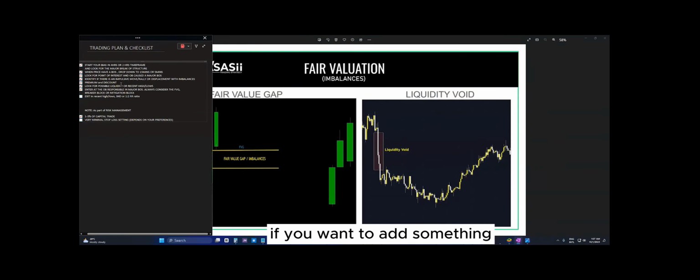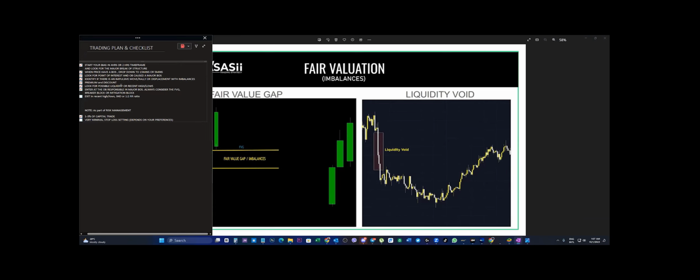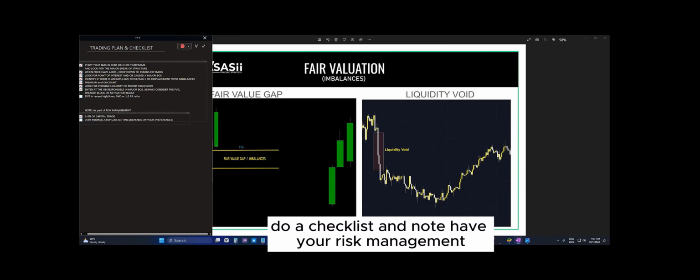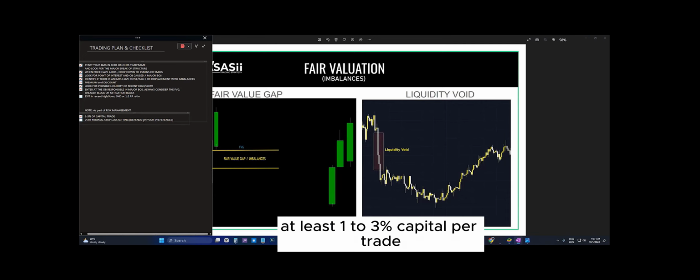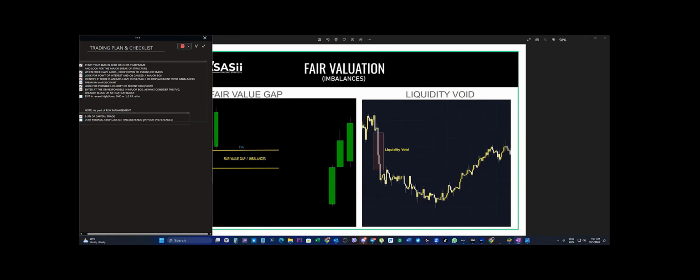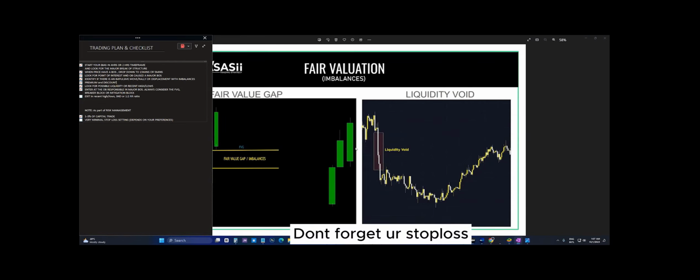If you want to add something, pwede ka gumawa nito. Do a checklist and note, have your risk management. At least 1 to 3% capital trade. And then minimal lang yung stop loss. At least hindi masakit pagka natalo ka because we already discussed it in many, the risk-reward ratio, your total income once you have a proper risk management and yung longevity mo as a consistent trader.